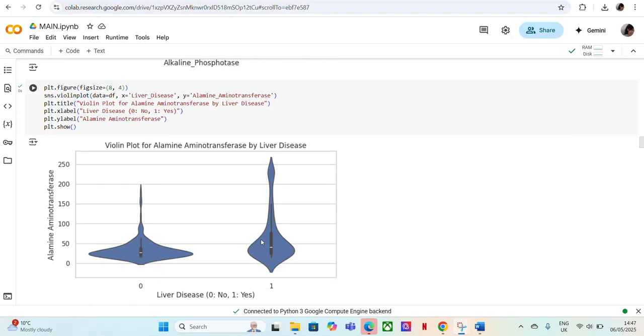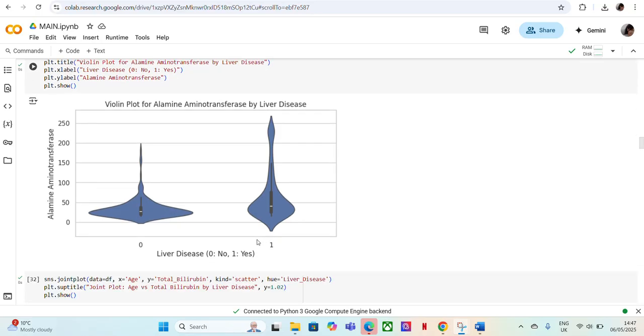Next is the violin plot. It shows the distribution of alamine for people without liver disease and those with liver disease. The shape of the violin represents the distribution of the values, that is, how the enzyme levels are spread out. It is shown here.